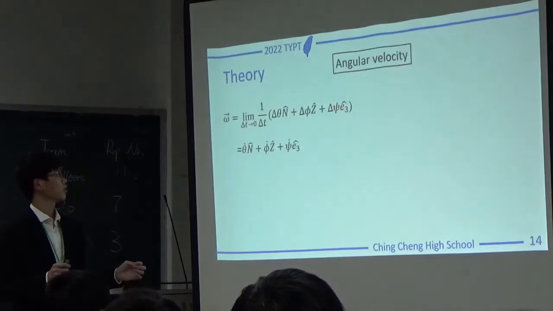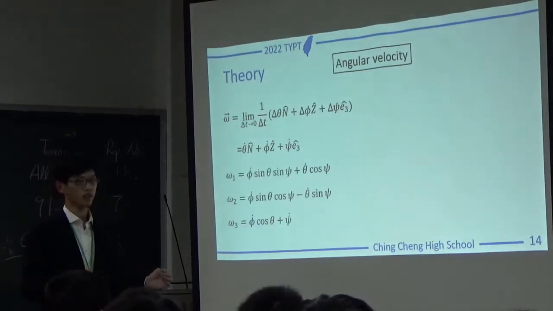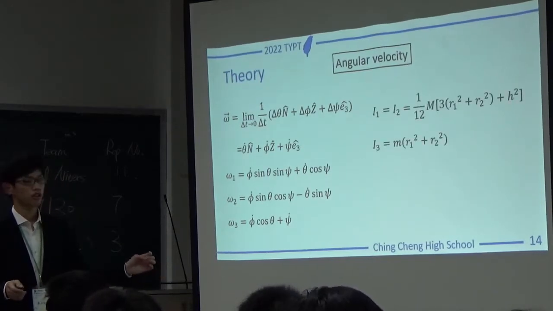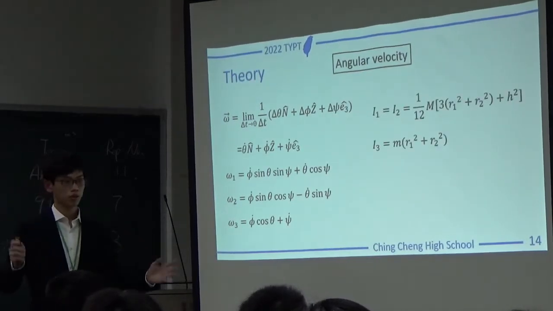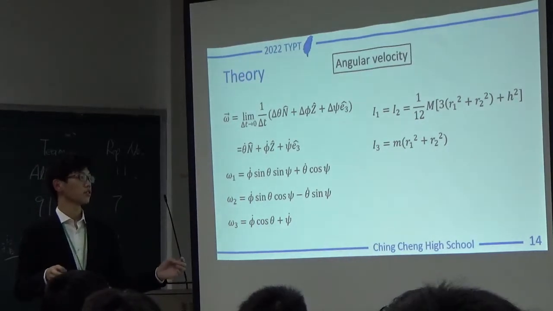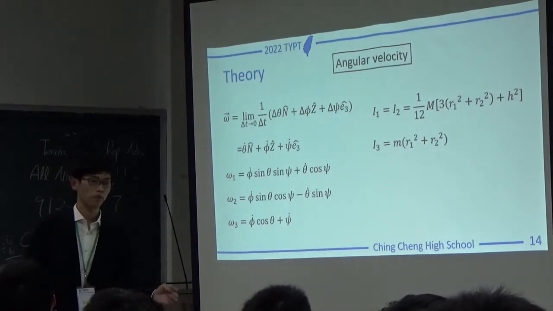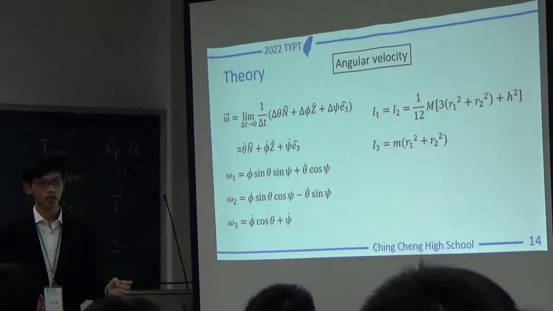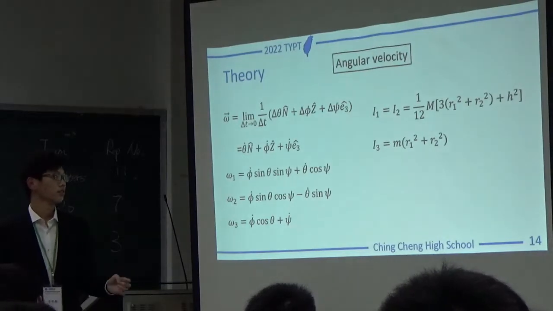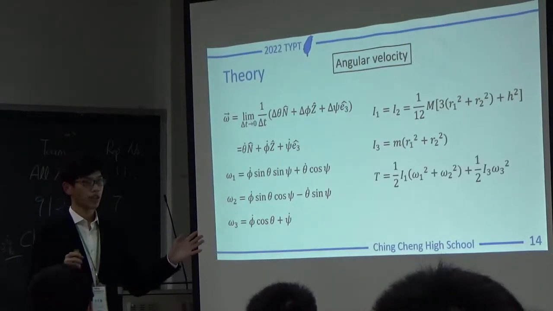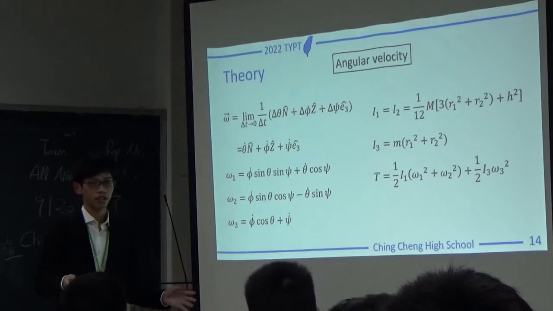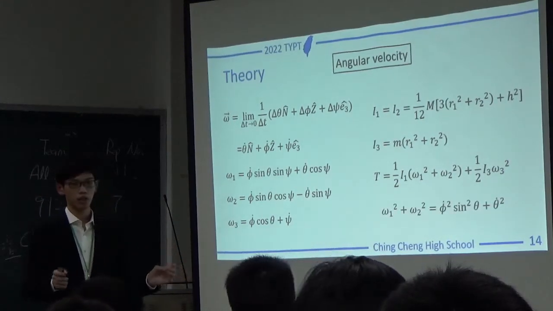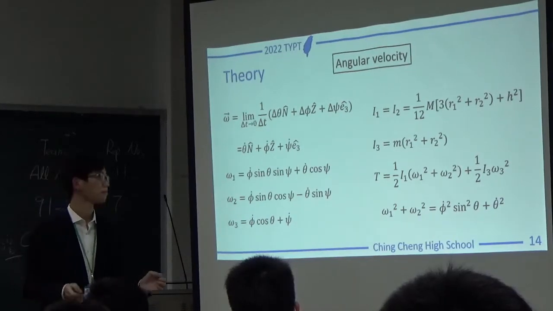After that, we can get our omega, the angular velocity of the ring, by using this, and also we can get the moment of inertia by using some theorem. We can see that I1 equals I2 because the ring is symmetrical. After that, we can calculate the kinetic energy that the washer has, and also we can calculate omega 1 squared plus omega 2 squared.